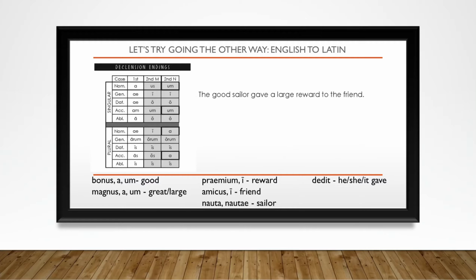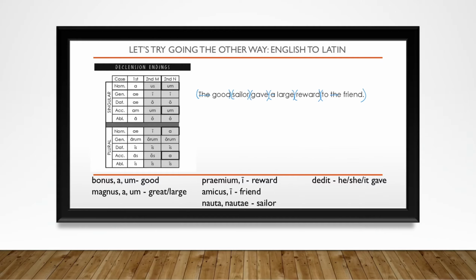First of all, bubble off the words you want to change into code, into Latin words. So let's do that first. Bubble off the good sailor gave a large reward and to the friend. We do this because even though there are more words in English, that's not necessarily the case in Latin. Because remember, one thing, for instance, is that we don't have any translation for the, a, or an. So we can kind of put those into other words, bubble them off.